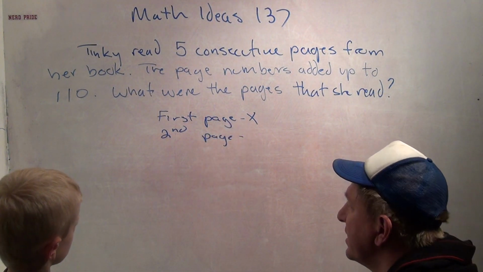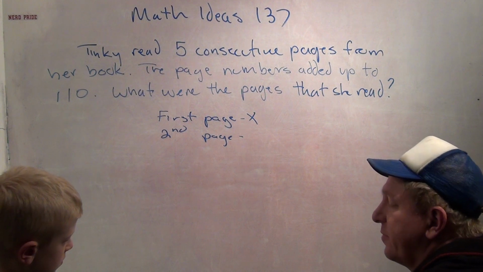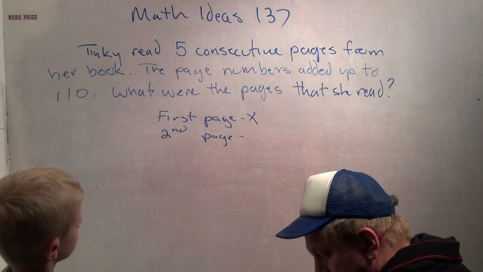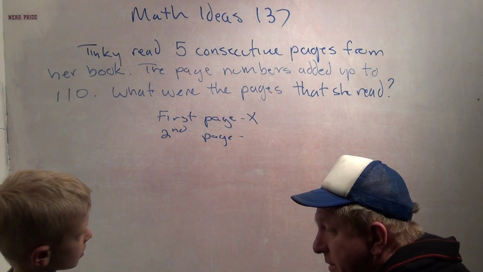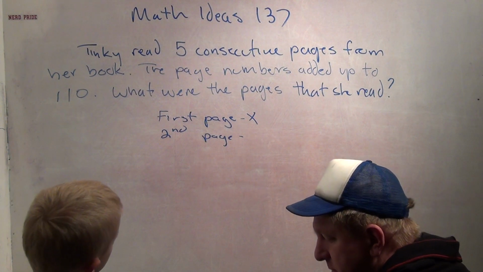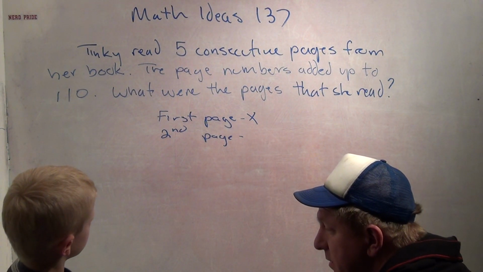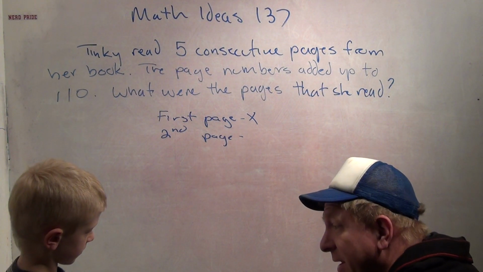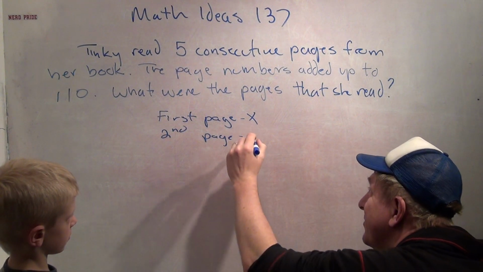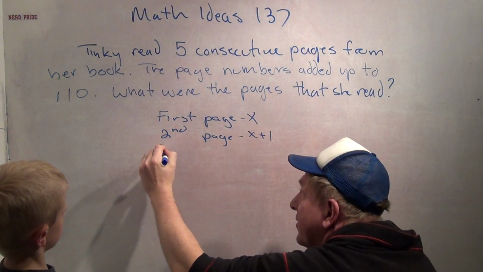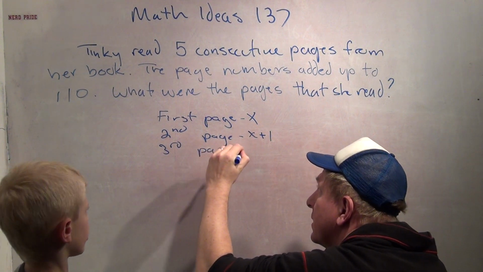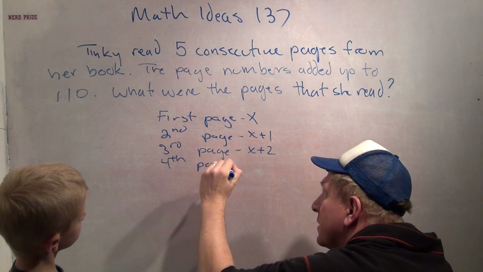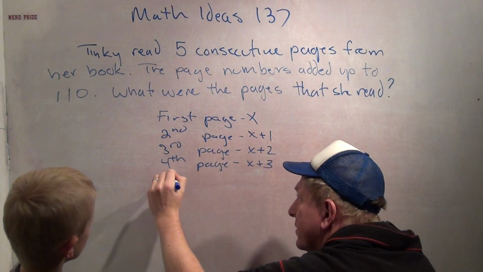Okay, if they're consecutive, what's the number for the second page? X is the number for the first page. X plus 1. Hey, great job. X plus 1. That's absolutely right. What about the third page? The third page is X plus 2. What about the fourth page? X plus 3. And then X plus 4 for the fifth.